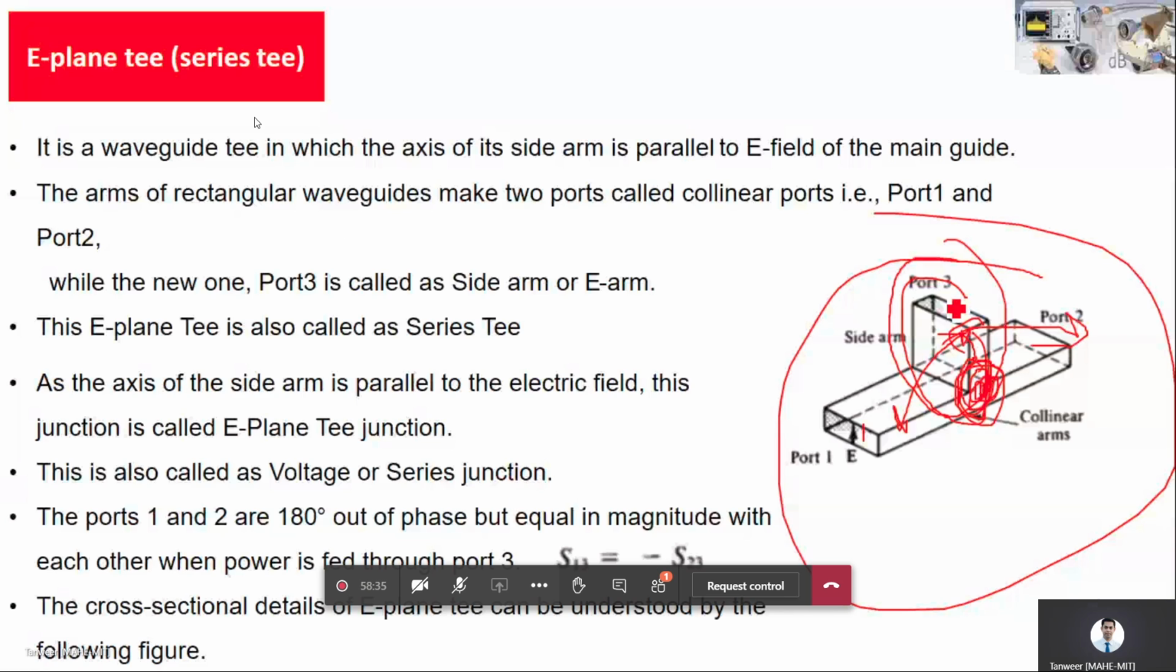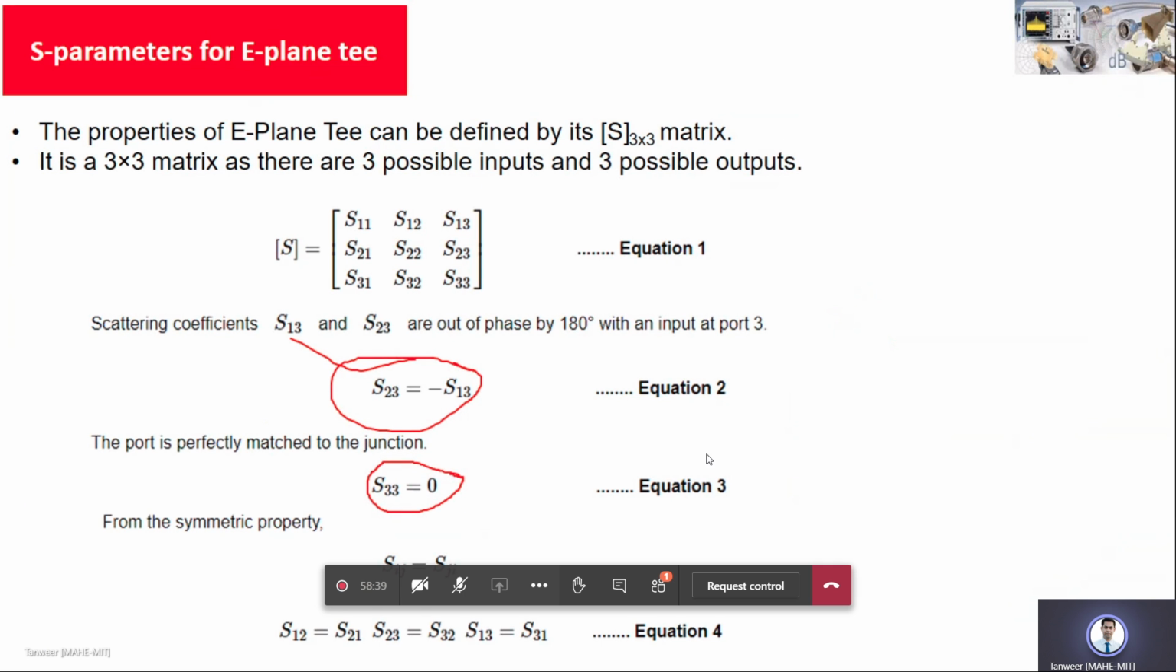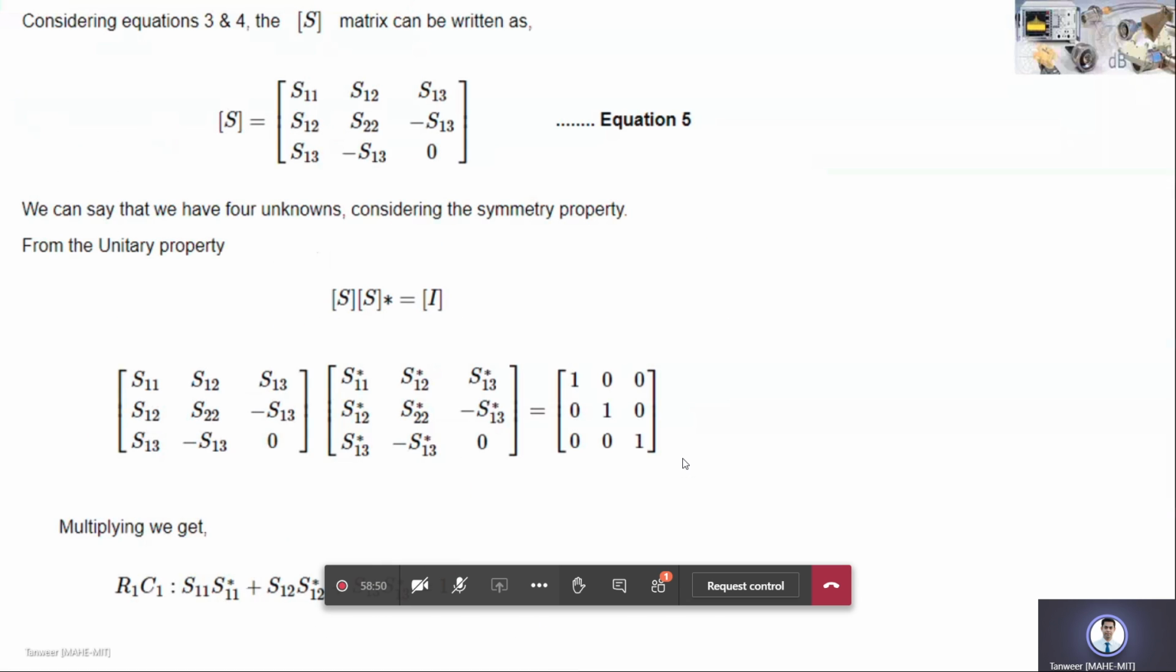Shall I go to the derivation now? Sure, sir. Okay, so basically from the symmetric property we know S12 is equal to S21, S23 is equal to S32, and S13 is equal to S31. Now, again considering these values, we can replace this.